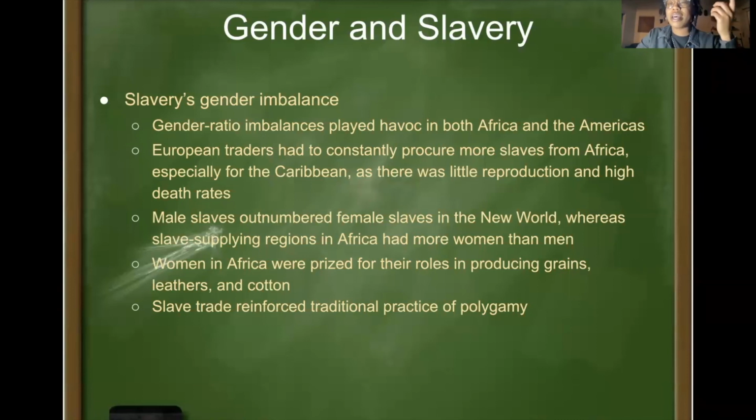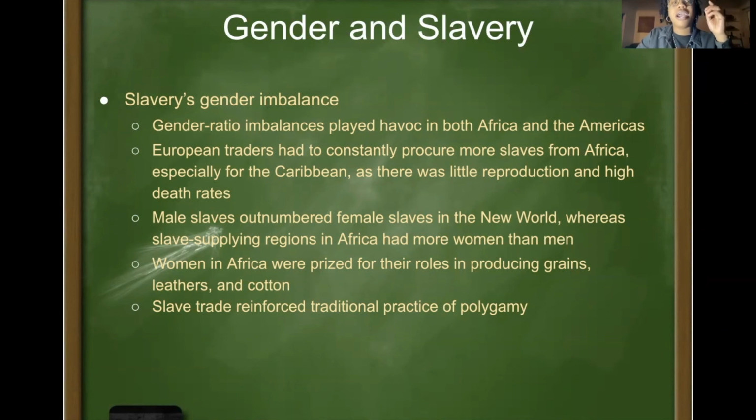So we're going to see that the males are going to outnumber the female slaves in the New World, whereas in the slave supplying regions in Africa, you're going to have a lot more women. So if you have more men in the New World, that means you're going to have a lot more women in Africa and a lot less men in Africa and a lot less women in the New World. Those things kind of go together. So we're going to see that the women in Africa, the roles are going to shift. They're going to be prioritized or prized for their grain making, their leathers, their cotton, things that are typically seen as more masculine because there are no men to do these things because they're all in the Americas.